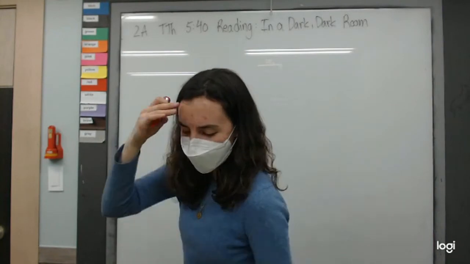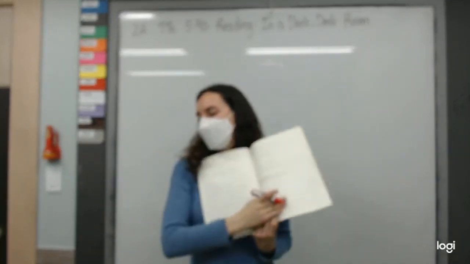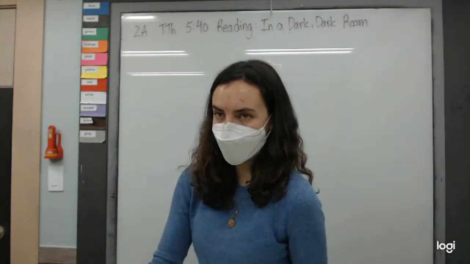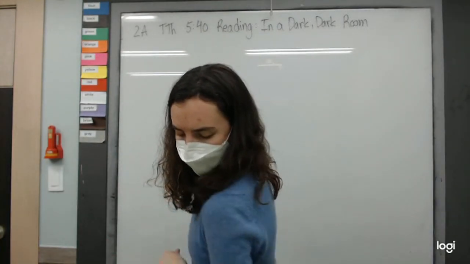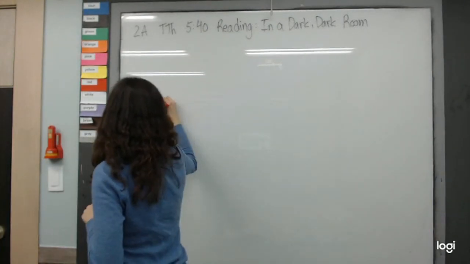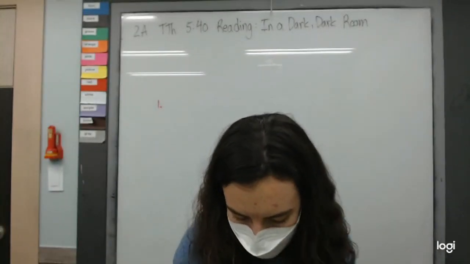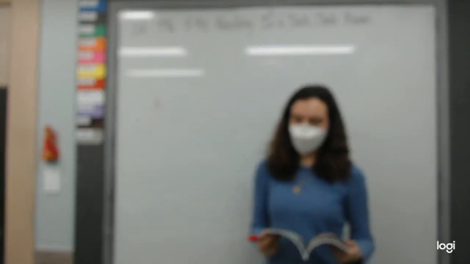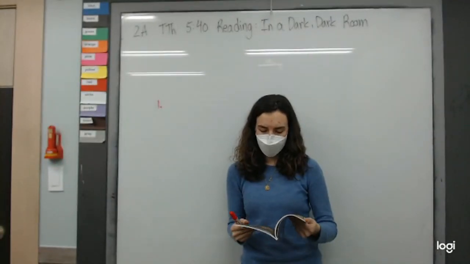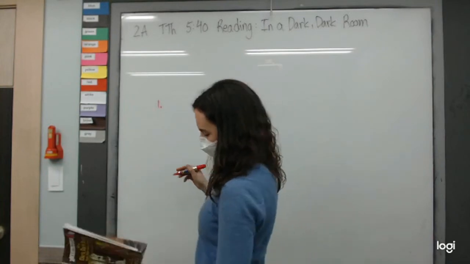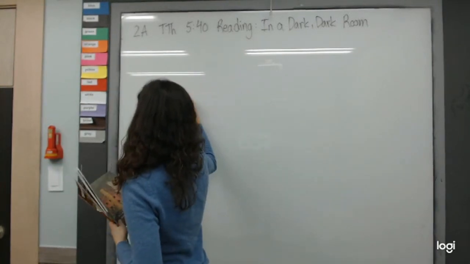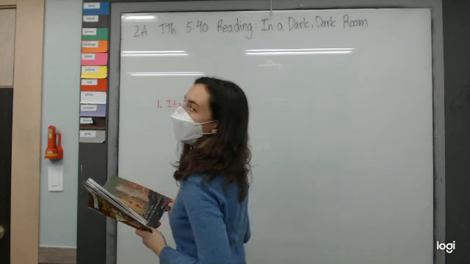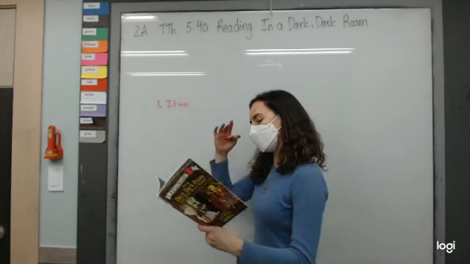So let's go now in our reading workbook, the same page as our vocab quiz. We will answer questions about a dark, dark room. So first question. Okay, so where was the dark, dark house? In the dark room. Yes, it was in a dark, dark wood. So not just dark, dark, dark, so very dark.